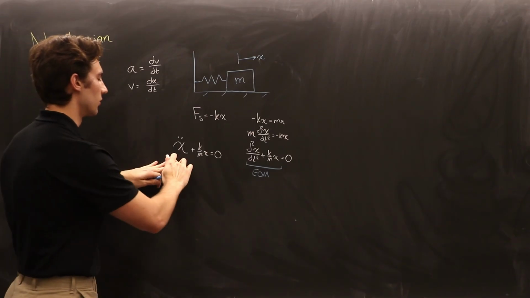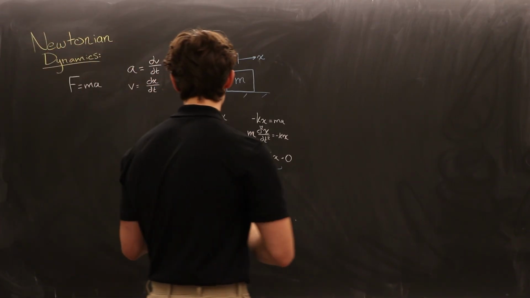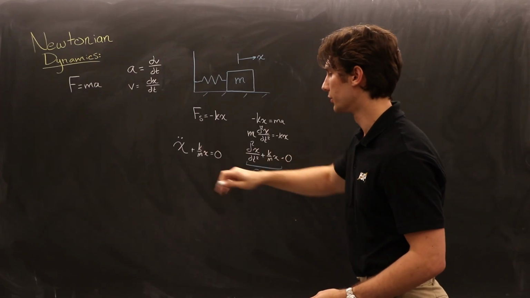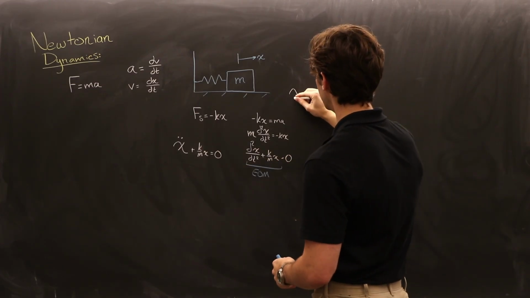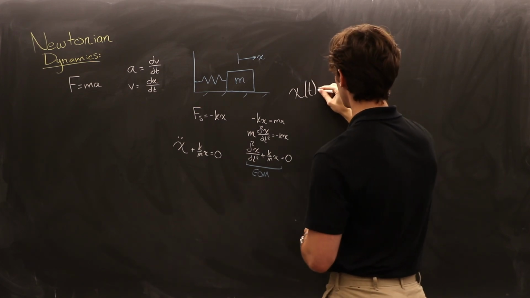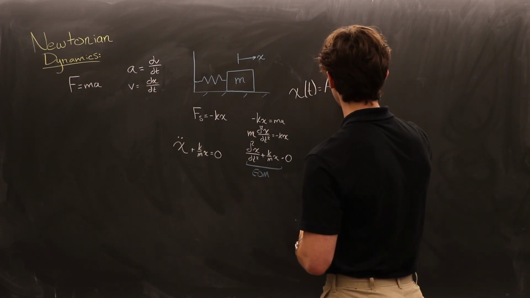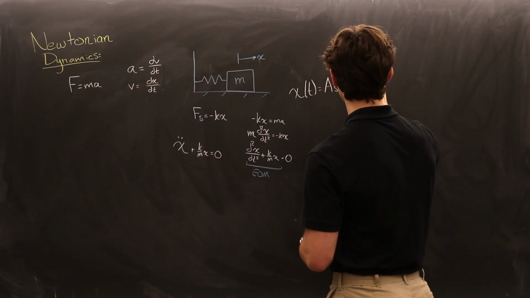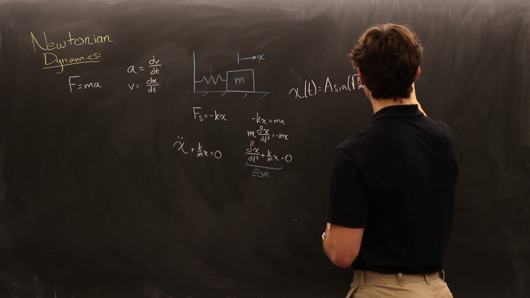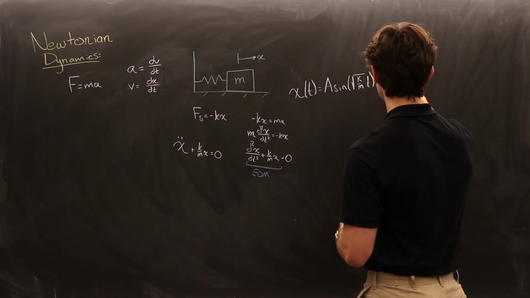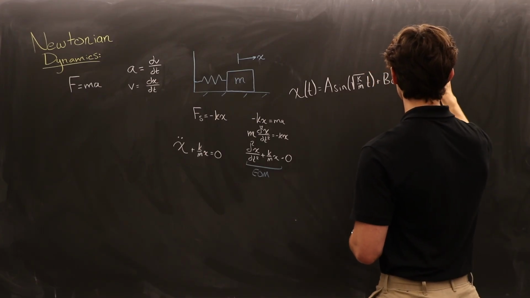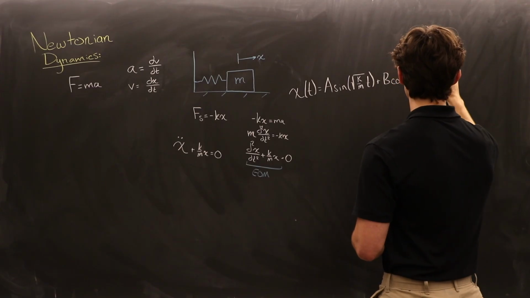So now we can solve this system. I'm going to skip over how we do that. I'm just going to present the solution. It's just some simple differential equations, but we can get this equation in terms of time, and we can say that the solution is some a times sine of square root k over m times t plus some b times cosine of square root k over m times t.